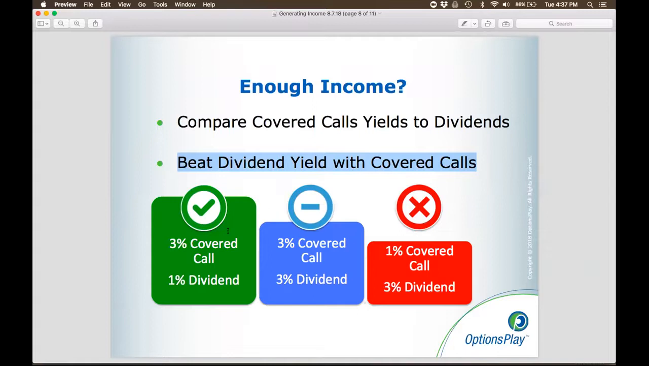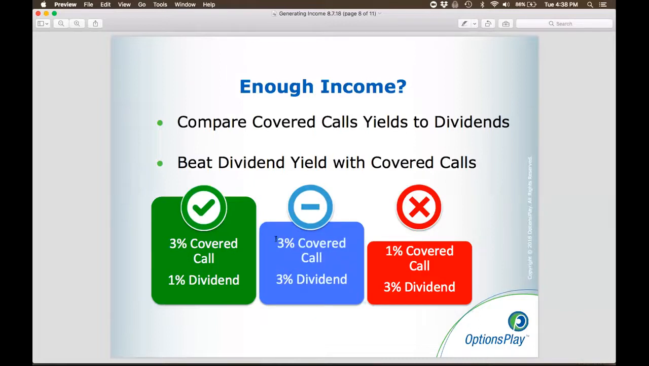So I have 3 examples here. In the first, I have a cover call that I'm looking at that pays a 3% yield on a stock that pays currently only a 1% dividend. This is where you beat the dividend yield with your cover call. That's why you get a green check mark. These are the types of opportunities that you're looking for, because this is a stock that you're only earning 1% on. Now you're going to increase that by an additional 3%, bringing your total yield to 4%. You've increased your yield from 1% to 4%. That's exactly what you're looking for, okay? The second example here is kind of our bare minimum.